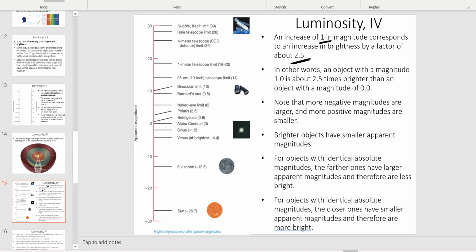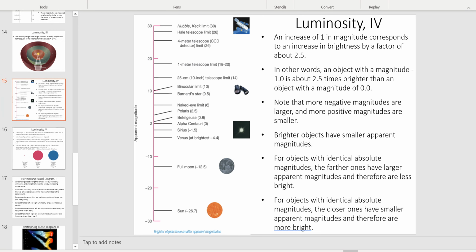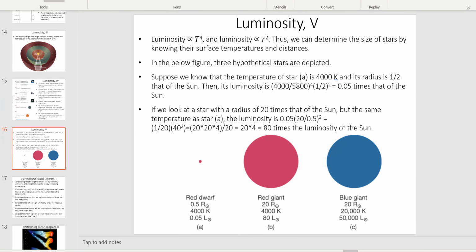But we use this because the apparent brightnesses of objects differ by many factors of 10, hundreds and thousands. Let's talk about how luminosity is related to the surface temperature and the radius of a star. The luminosity of a star is proportional to temperature to the fourth. I'm not going to try to explain where this comes from. This is a famous result in thermodynamics, but I'll just ask you to accept it.